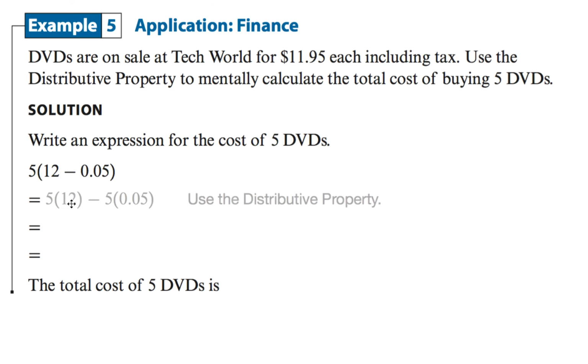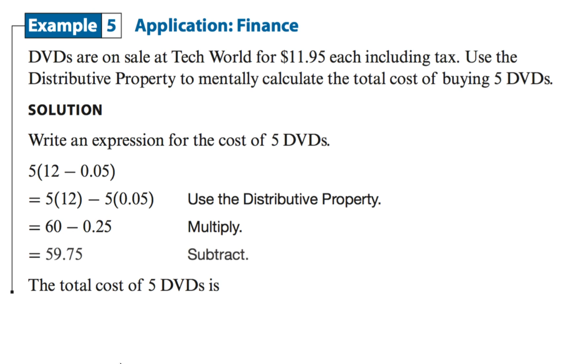Well, now we can use the distributive property, and 5 times 12 is 60. 5 times a nickel is 25 cents. So we have $60 minus 25 cents. Well, if you take 25 cents away from $60, you have $59.75. So we did that in our head, didn't need a calculator, and the total cost is $59.75. So there you have it.